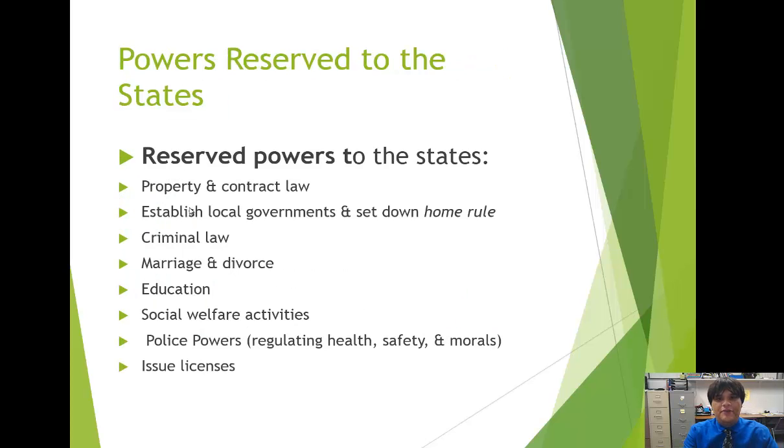What about reserve powers? What are powers that only the state can do? These are called reserve powers because only the state can do them. I have several examples here. Property and contract law. Anything that deals with property and contract law is only the state's business. Only the states can handle property and contract law. Interestingly enough, establishing local governments. Local governments do not exist without the state governments. We're going to talk about local governments, I believe, on the next slide here.